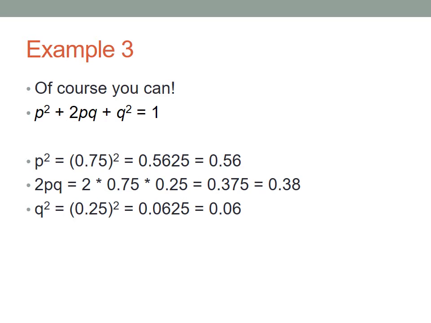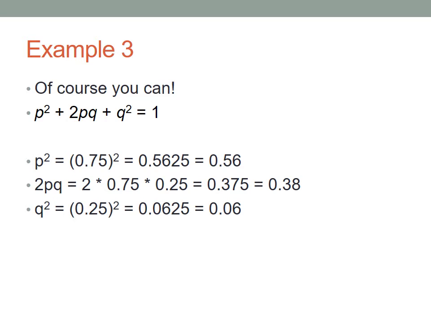The answer to this is, of course you can. p squared plus 2pq plus q squared equals 1. It's our Hardy-Weinberg equation, right? And you know p and q, so clearly we can calculate everything here.